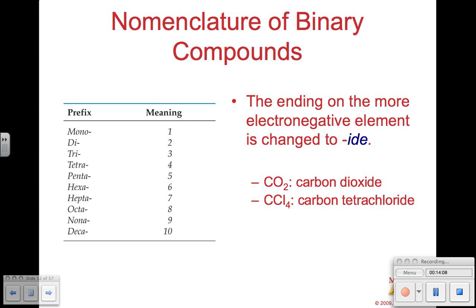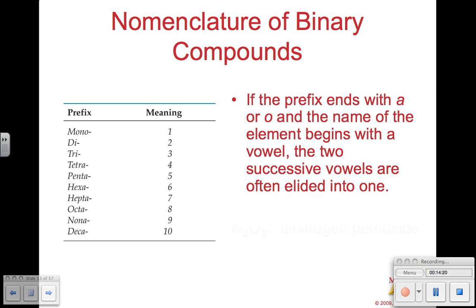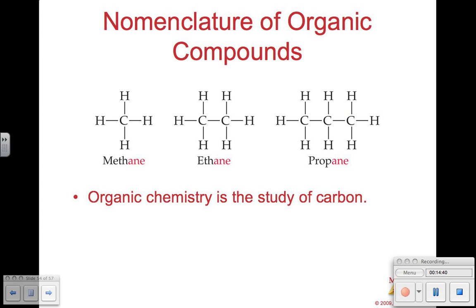The only thing that you don't use is mono for the first thing in a compound. For carbon dioxide, we would not call it monocarbon dioxide. It's just carbon dioxide. We drop the mono for the first element. But you can see the basics there. If the prefix ends with an A or an O, and the name of the element begins with a vowel, the 2 successive vowels are often elided into one. So dinitrogen pentoxide: rather than using pentaoxide, we just call it pentoxide.